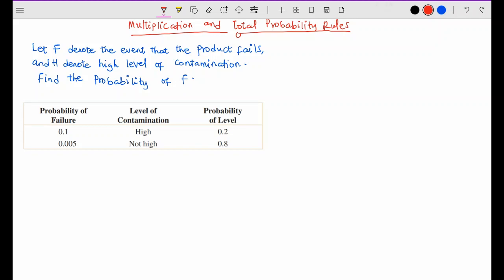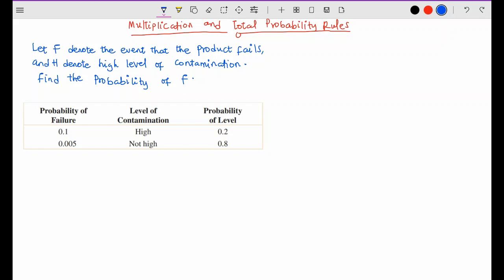Okay, so let's look at this example that I have here. The question says let F denote the event that the product fails, and H denotes high level of contamination. Find the probability of F. So let's look at how you are going to solve this question. This question is about semiconductor contamination.